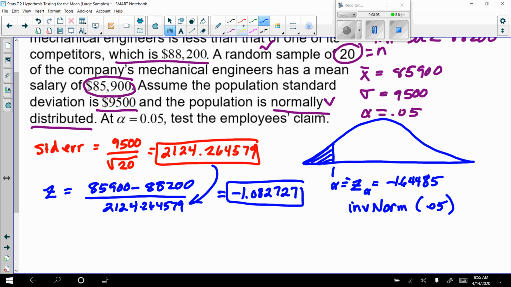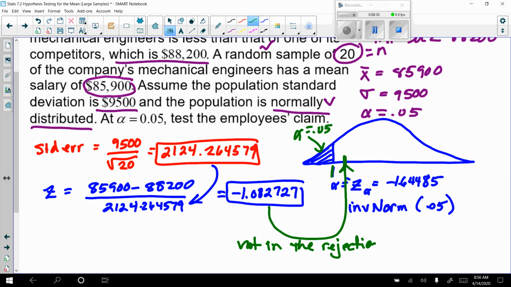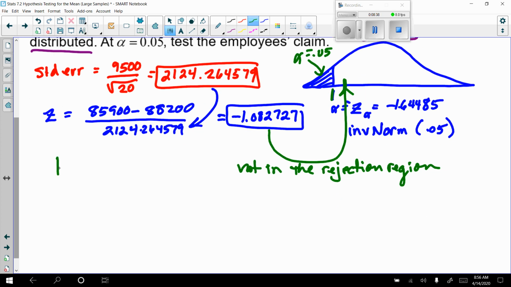Now what we do is we compare where this is in relation to our alpha level. This is our alpha of 0.05, and this z-score is going to be somewhere over here, which is not in the rejection region. Which means we fail to reject.